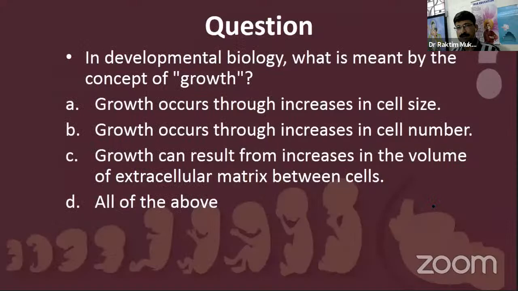In developmental biology, what is meant by the concept of growth? Option A, growth occurs through increase in cell size. Option B, growth occurs through increase in cell number. Option C, growth can result from increase in volume of extracellular matrix, or ECM, between cells. And option D, all of the above. What would be your correct answer? Either you can interact or you can go live in your YouTube chat box.